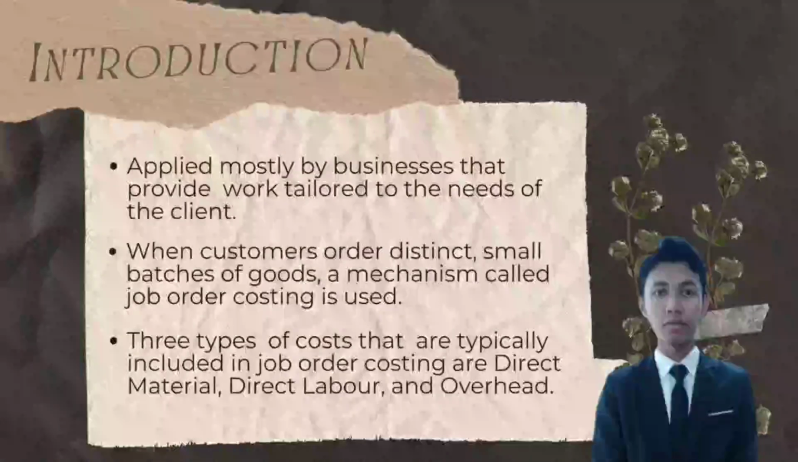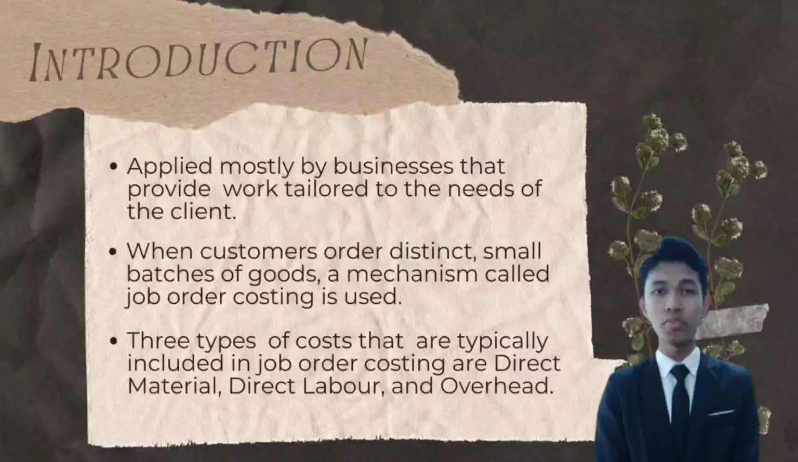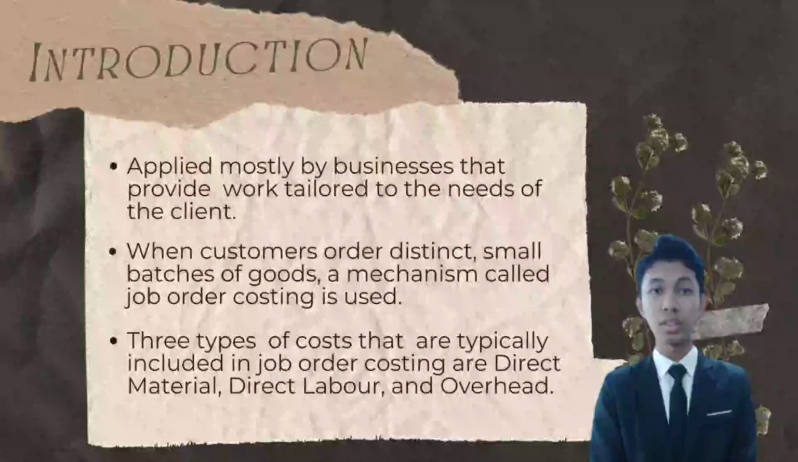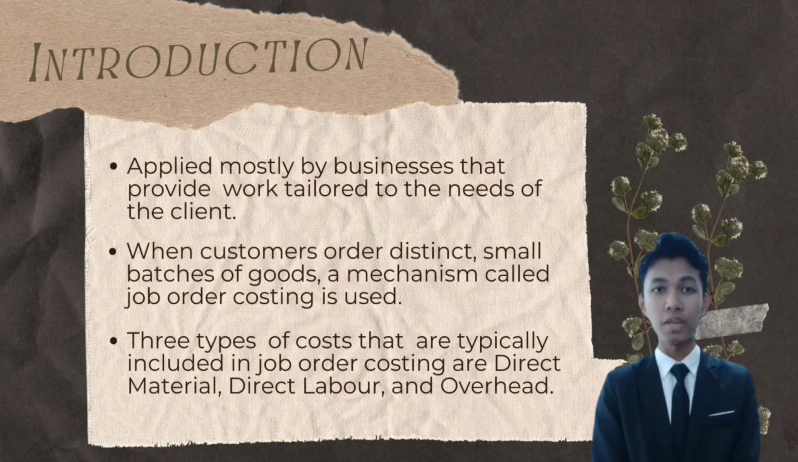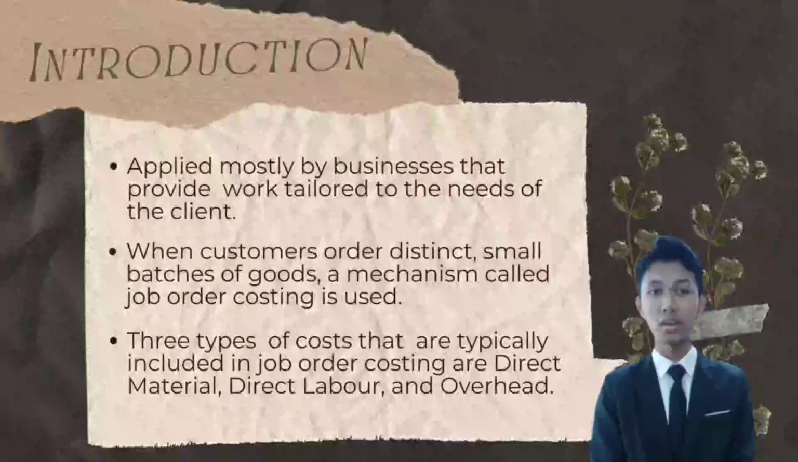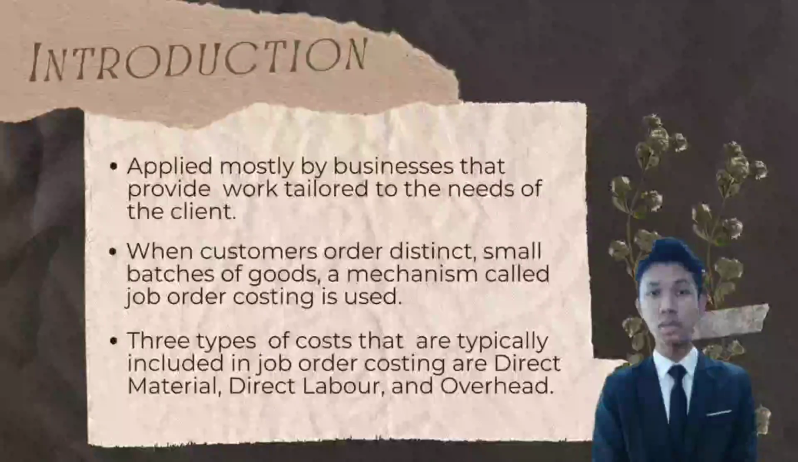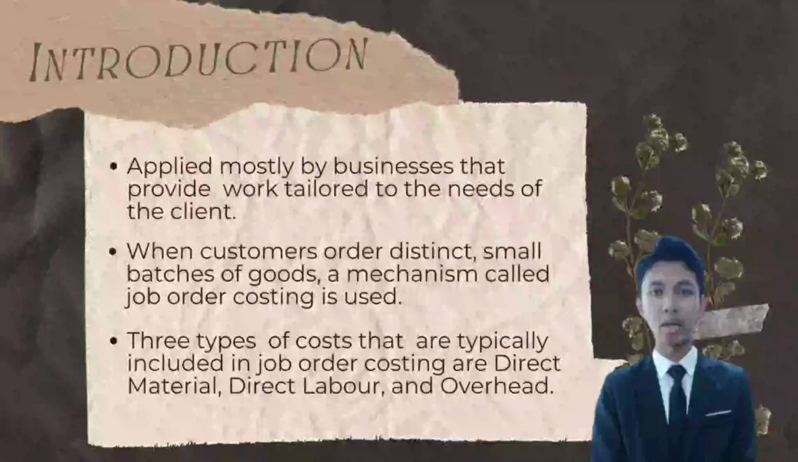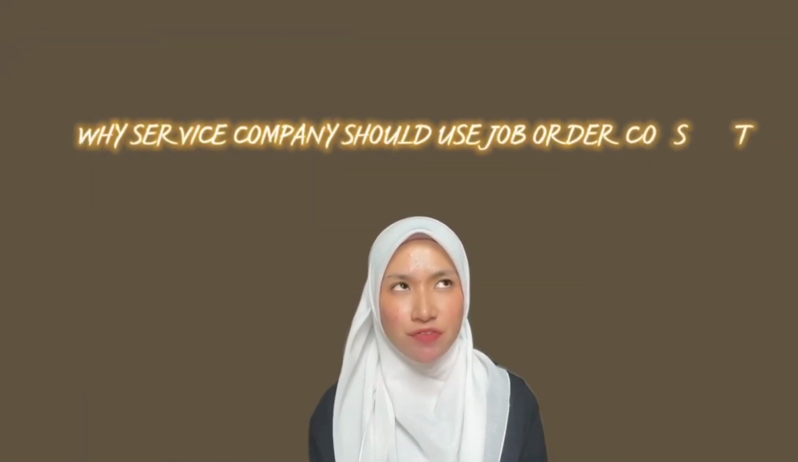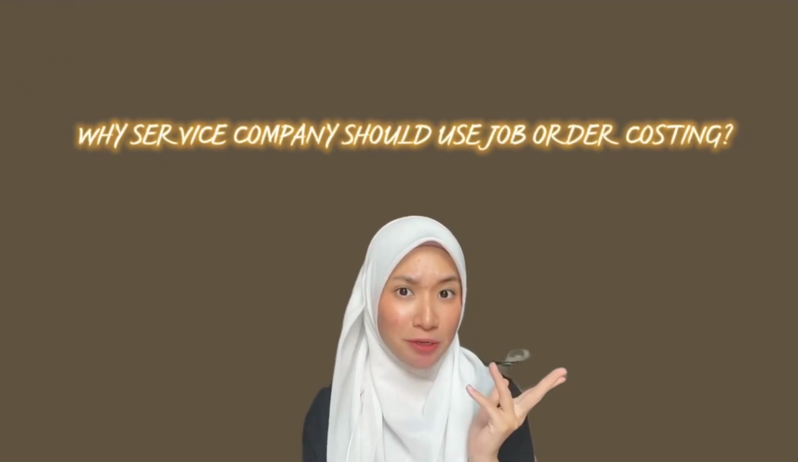A job cost record for each item recorded in the job order costing system should include information on the materials needed to build the item, the number of employees who work on it, how long it took to make, and the manufacturing overhead costs for that product. There are three types of costs that are typically included in job order costing, which are direct material, direct labor, and overhead costs. Next, we proceed with why should service companies use job order costing?